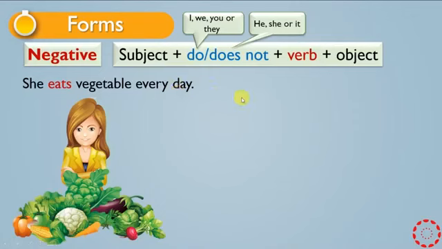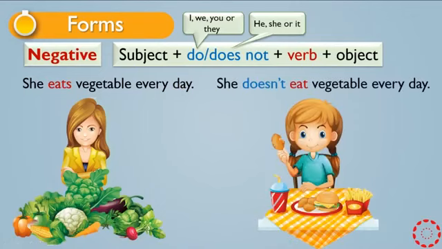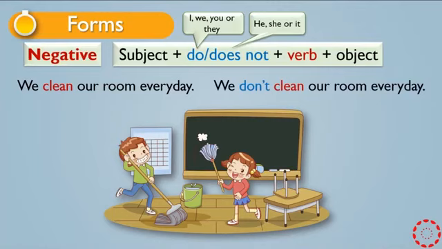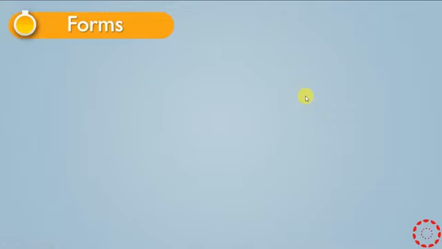How can we negate this sentence? She doesn't eat vegetables every day. Because we have doesn't, we do not need s or es at the end of the verb. When we have doesn't or does, we use the base form of the verb. We clean our room every day. How can we negate this sentence? We say we don't clean our room every day.